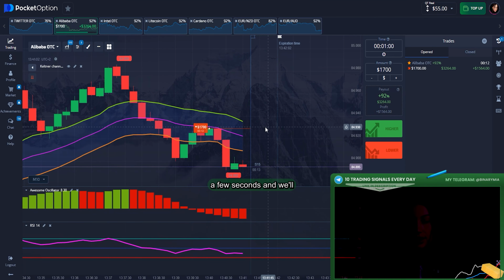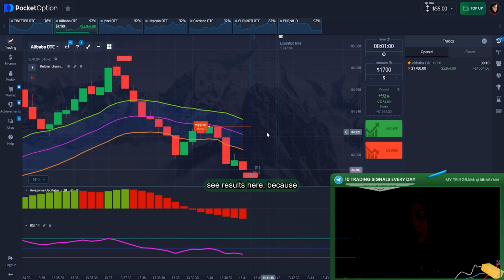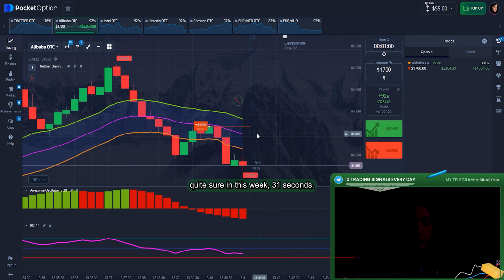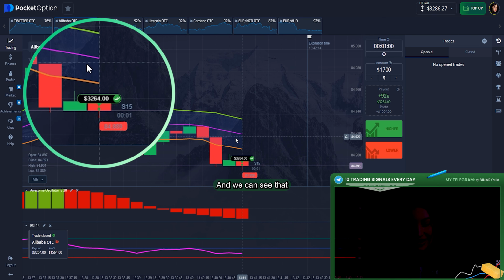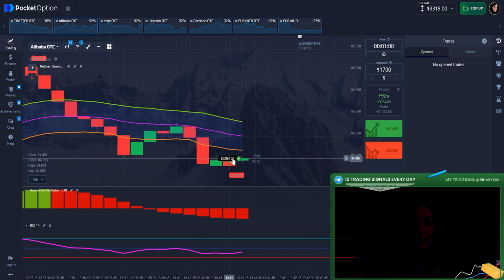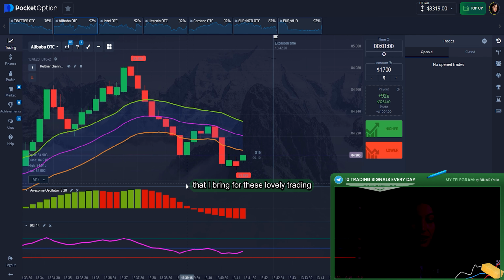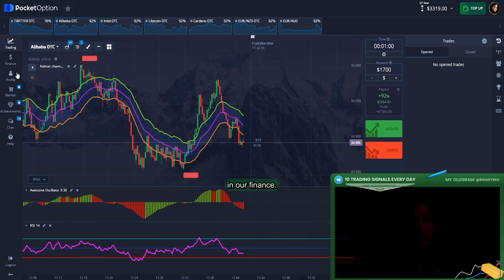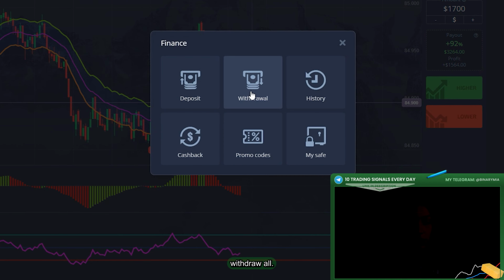A few seconds and we'll see the results here because right now all candles are under my bet line. I'm quite sure of this victory. 1 second and we can see that. I think it's time to withdraw all the money that I earned from this lovely trading with this super profitable strategy. Clicking on finance, I'm showing you this. Next step, to click on withdrawal.